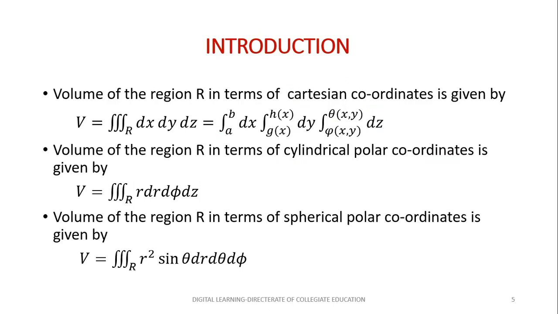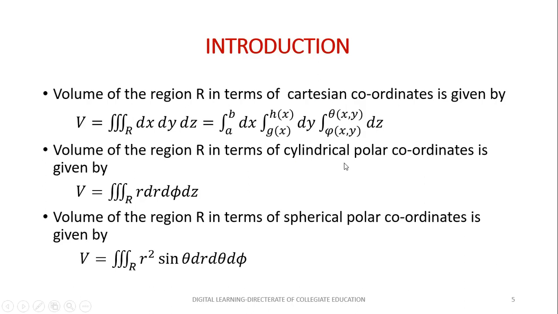In Cartesian coordinates, we find the volume of the region R using the formula triple integral of dx dy dz over R, which is equal to the integration from a to b dx, integration of g of x to h of x dy, and integration of phi of x y to theta of x y dz. It is in Cartesian coordinates.